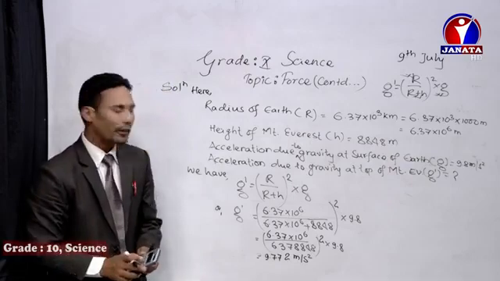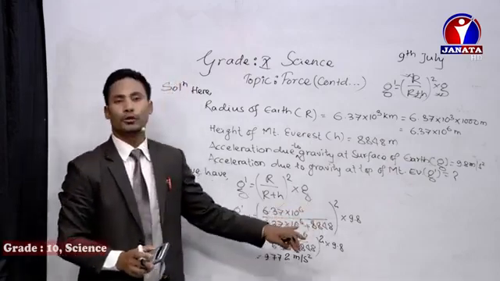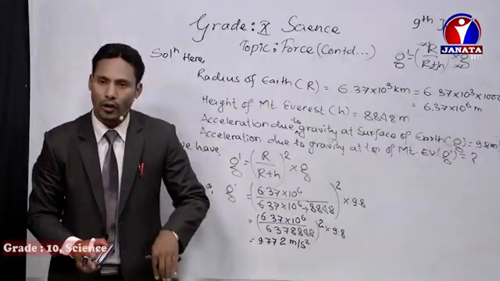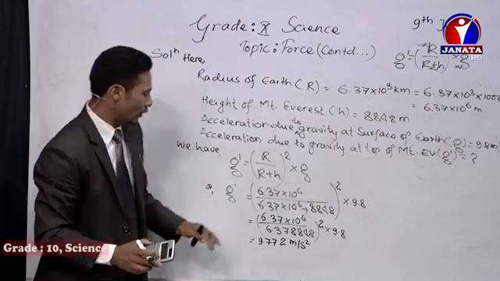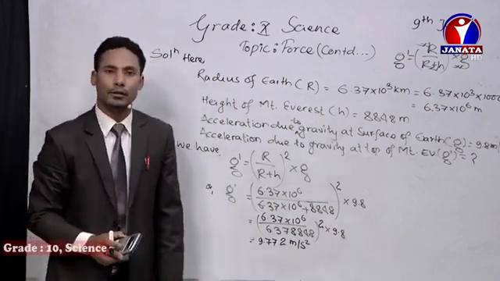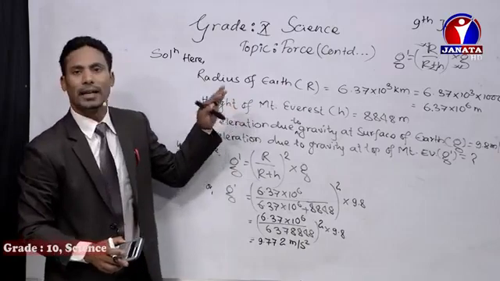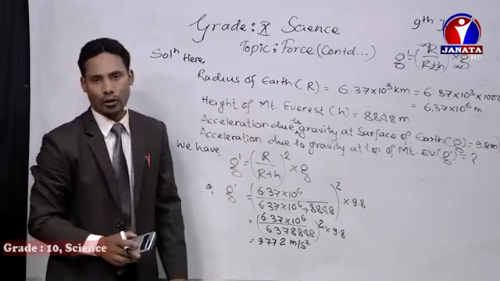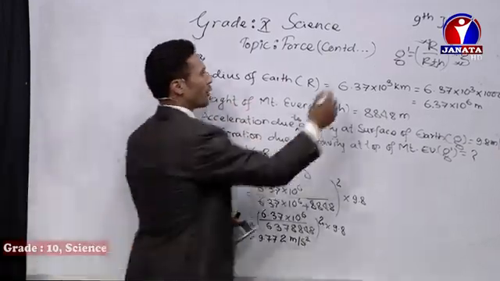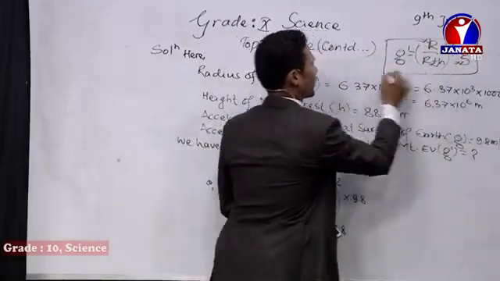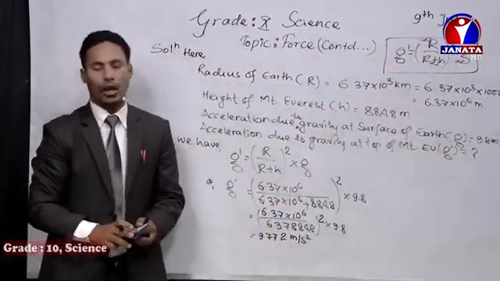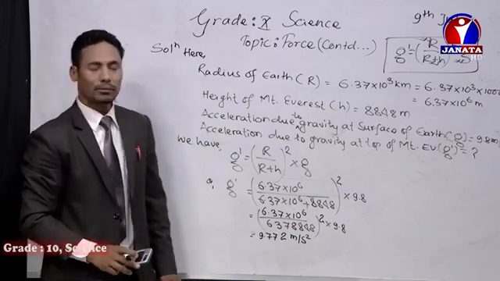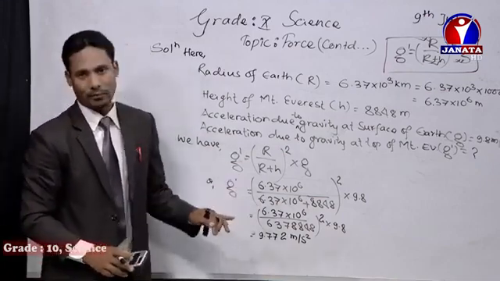So if the acceleration due to gravity at the surface of earth is given, then with the help of that we can also calculate the acceleration due to gravity at a certain height, by using this formula. So this formula we have used here. Let's remember this formula also. This kind of numerical problem can be solved by this method.